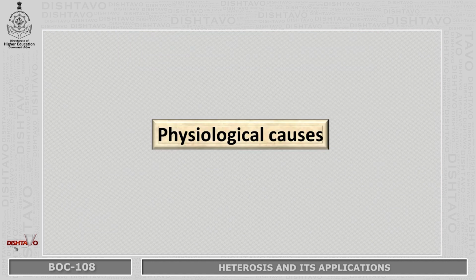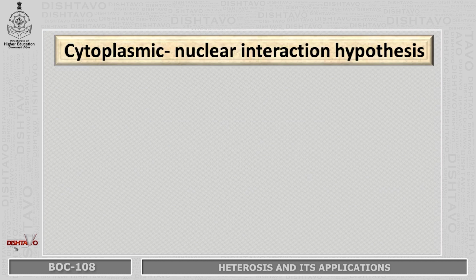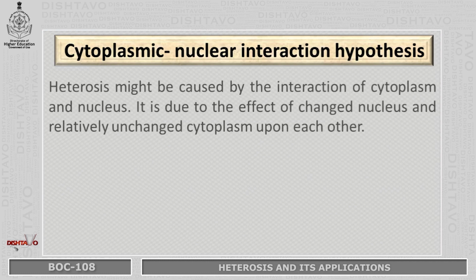Coming to the physiological causes. Cytoplasmic nuclear interaction hypothesis. According to this, heterosis might be caused by the interaction of cytoplasm and nucleus. It is due to the effect of changed nucleus and relatively unchanged cytoplasm upon each other.